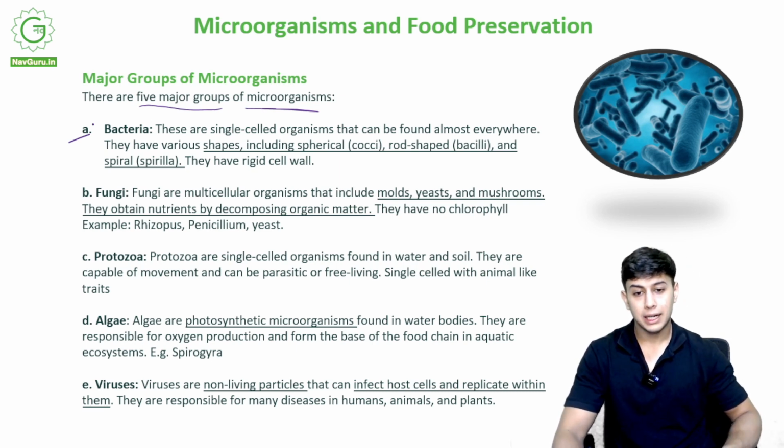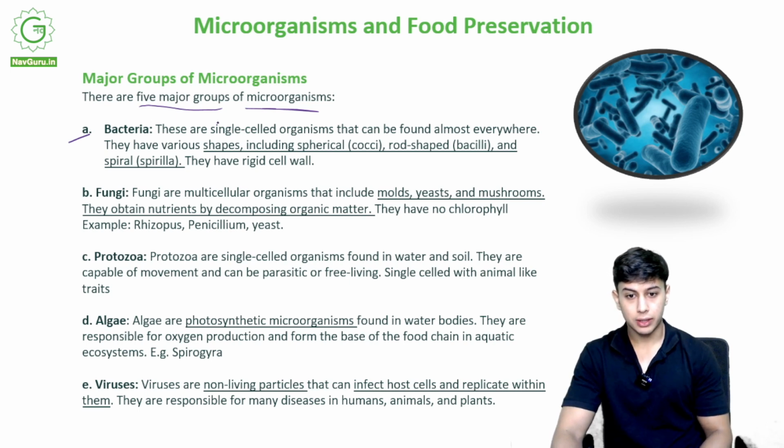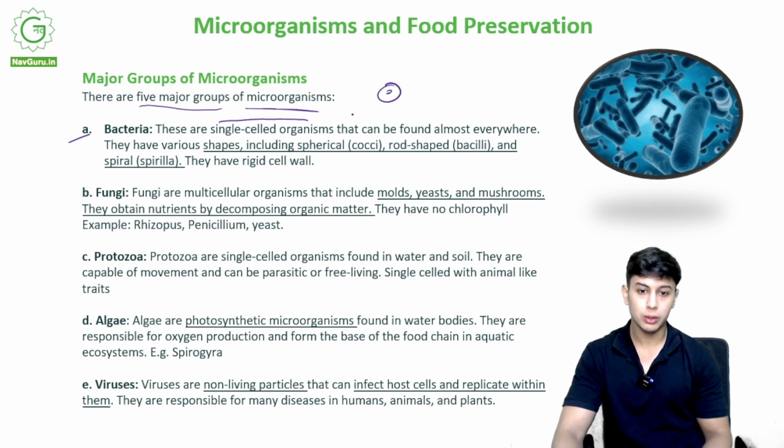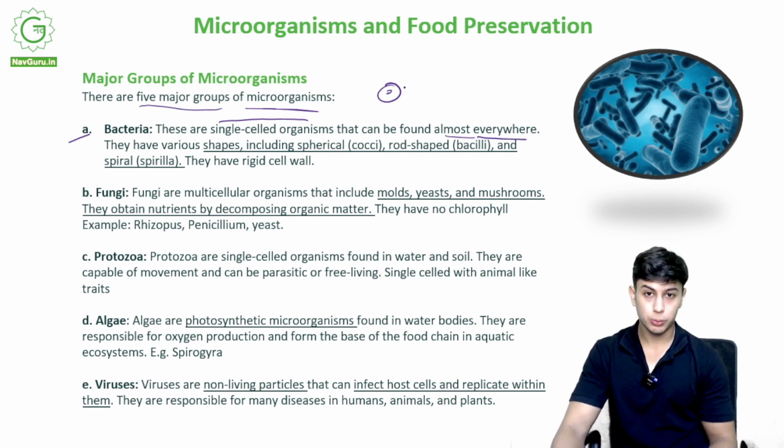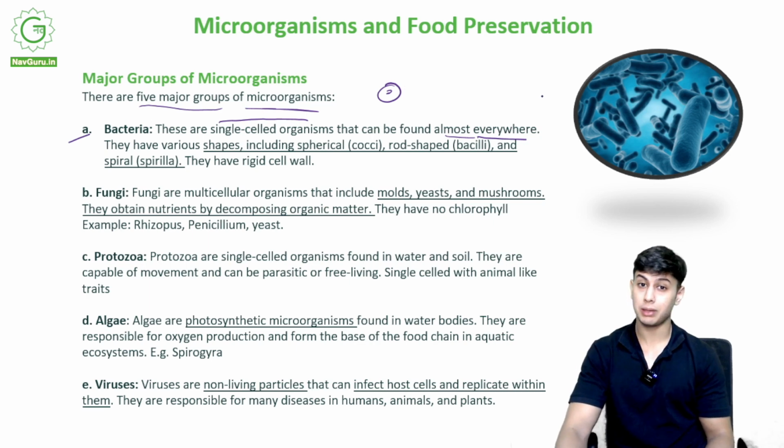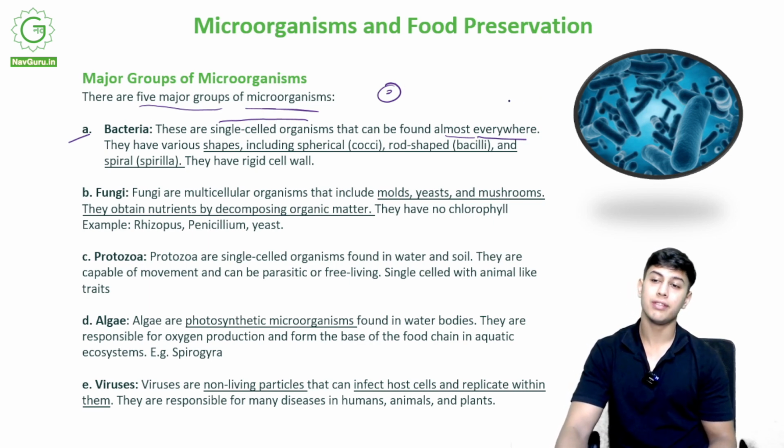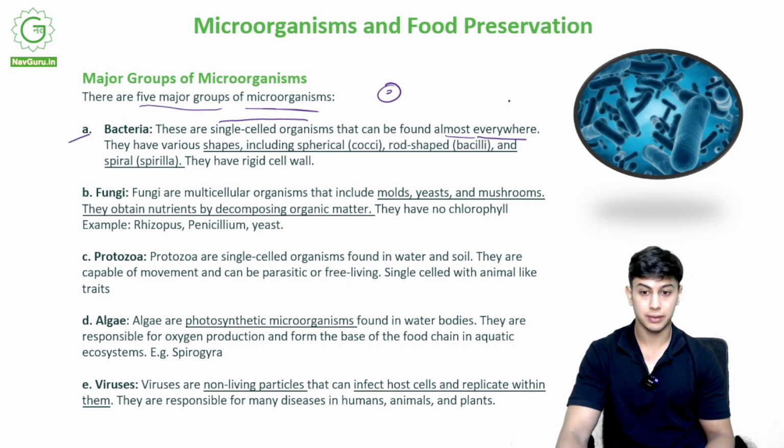Bacteria is a single celled organism. What does a single celled organism mean? That it has only one cell, like amoeba. They can be found almost everywhere. Now consider this a broad term. There is no place that you can't find bacteria. Inside you there is bacteria as well. Some good bacteria, some bad bacteria. Everywhere we go, we find bacteria.